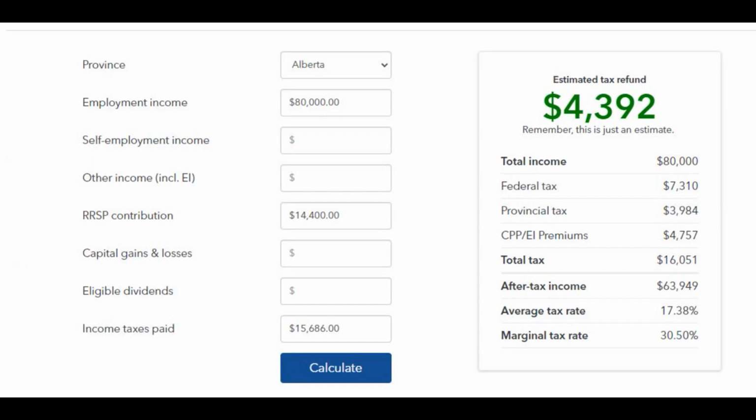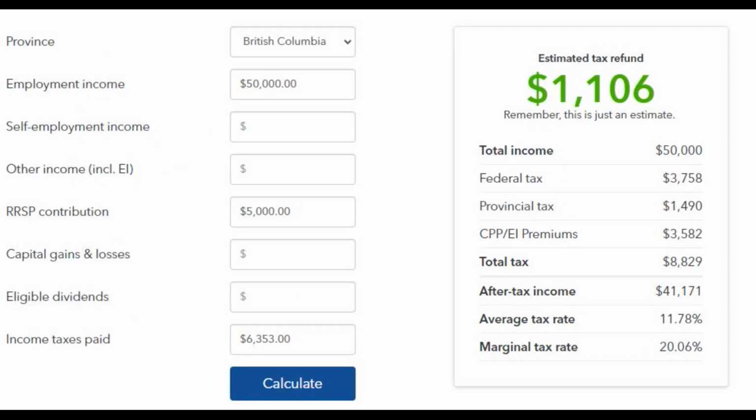If we go back to the previous example of somebody making $80,000 in Alberta, you can see here their marginal tax rate is 30% or 30.5%. So that's why they're getting back about a third of the money that they're putting in. And then going back, previous example of somebody making $50,000 in British Columbia, their marginal tax rate is 20%. So, which is why they're getting back just over $1,000.